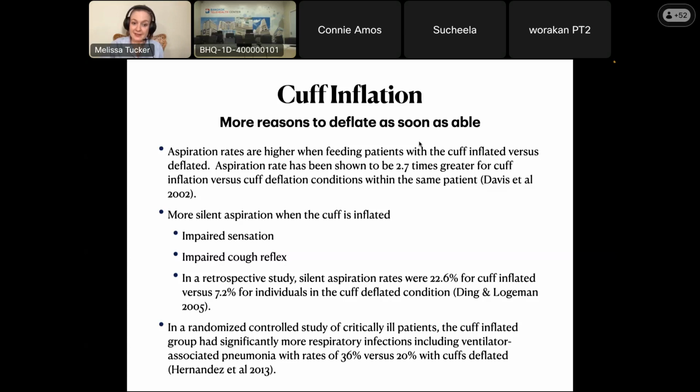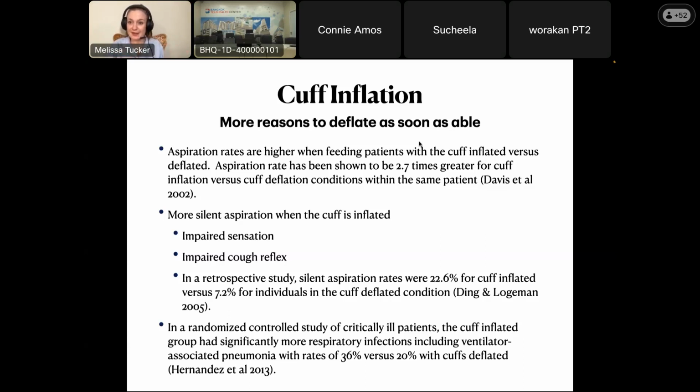And Hernandez and colleagues did a randomized controlled study of critically ill patients. And the cuff inflated group had higher rates of respiratory infection, including ventilator-associated pneumonia, compared to the people with deflated cuffs. And again, you could say, oh, well, patients who were able to have a deflated cuff are healthier, but this was a trial where they were able to do randomized controls. So I think that's pretty good information.